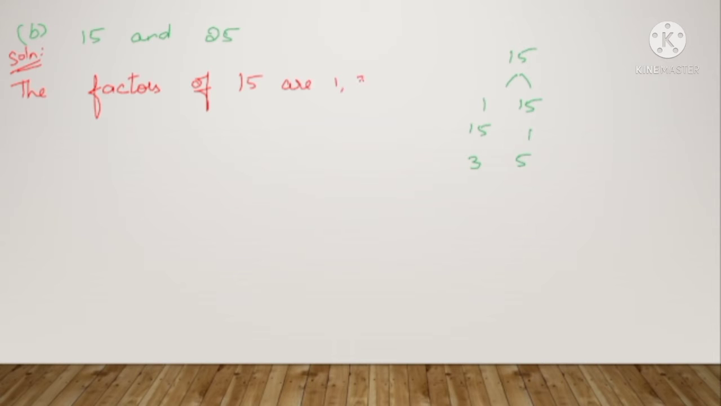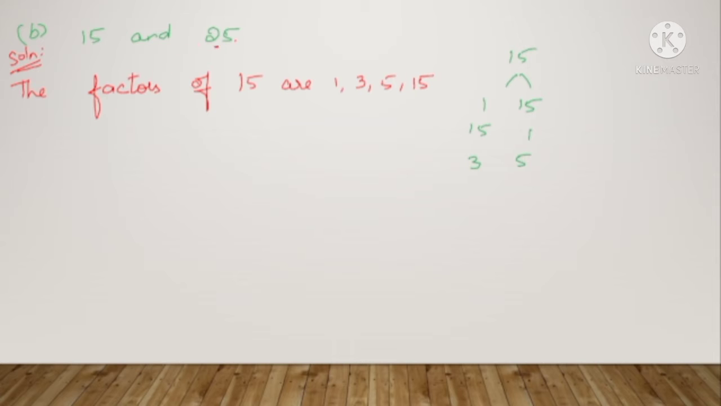Subdivision B, we have to find the common factors for 15 and 25. So first of all, let us find the factors of 15. 1 15s are 15, 15 1s are 15, 3 5s are 15, 5 3s are 15. So let us write the factors. The factors of 15 are 1, 3, 5, 15.